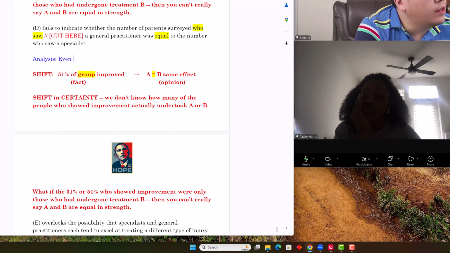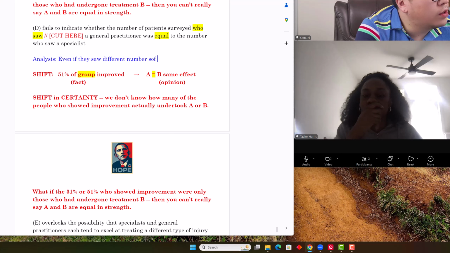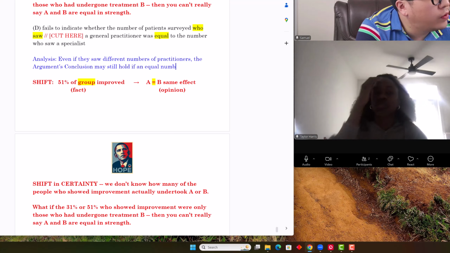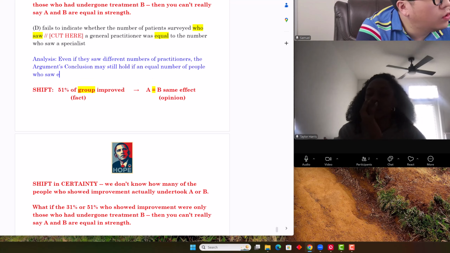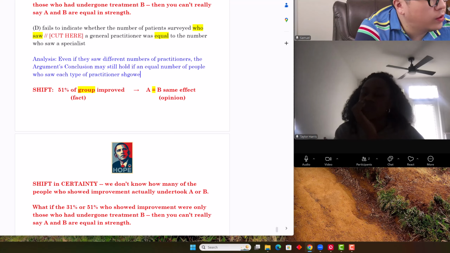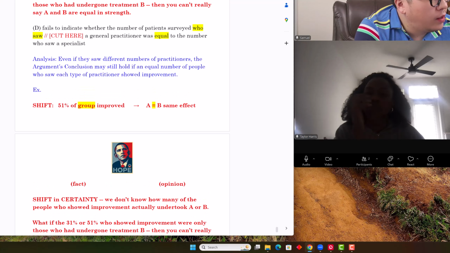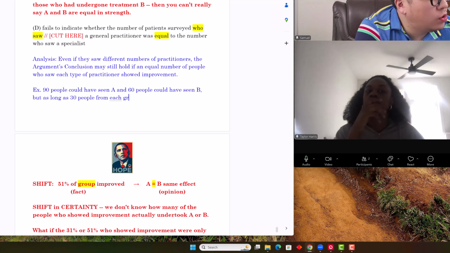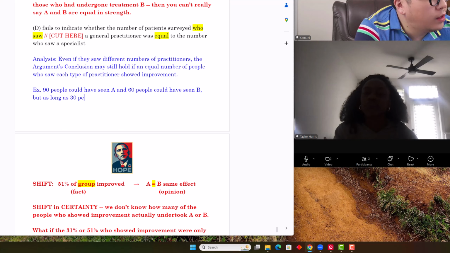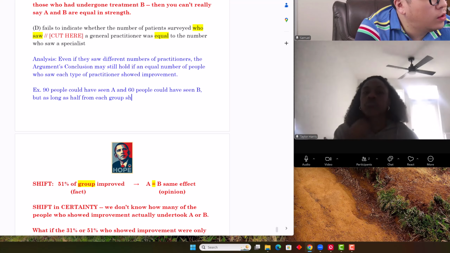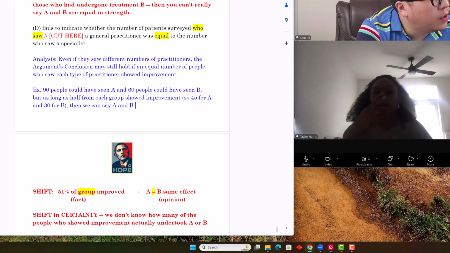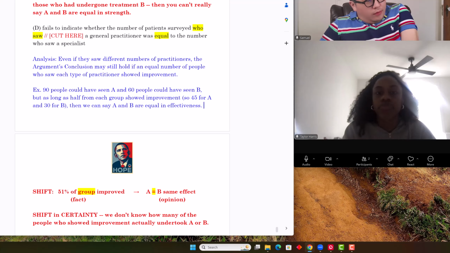Because even if they saw different numbers of practitioners, the argument's conclusion may still hold if an equal proportion of people who saw each type of practitioner showed improvement. For example, 90 people could have seen A and 60 people could have seen B. But as long as half from each group showed improvement, so 45 for A and 30 for B, then we can say A and B are equal in effectiveness. Yes. All right.